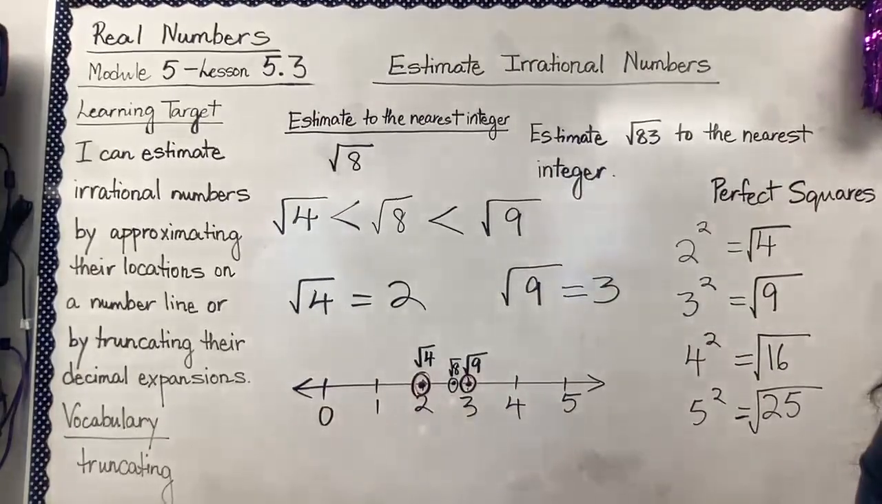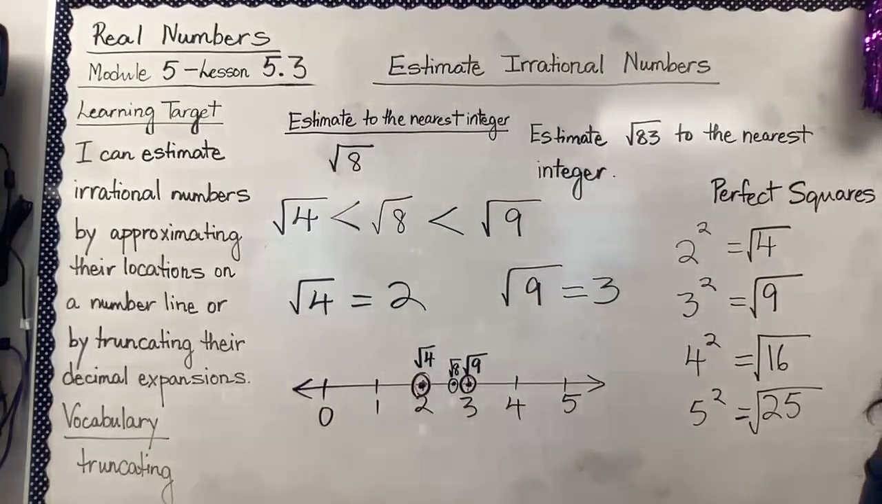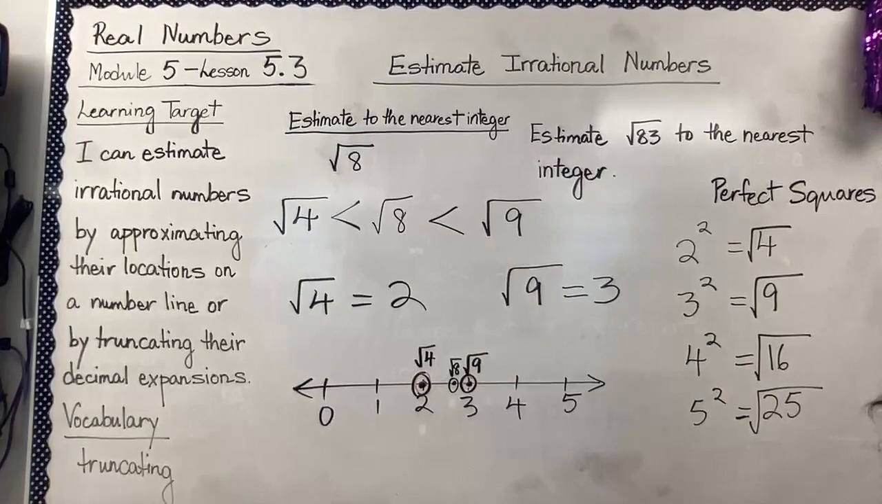So let's do, how do you know that square root of 8 is between 2 and 3? And how do you know that square root of 8 is closer to 3 than 2? So again, as I just said, square root of 8 is between square root of 4 and square root of 9, since 8 is between 4 and 9. And 4 and 9 are what? They are perfect squares, above and below 8.